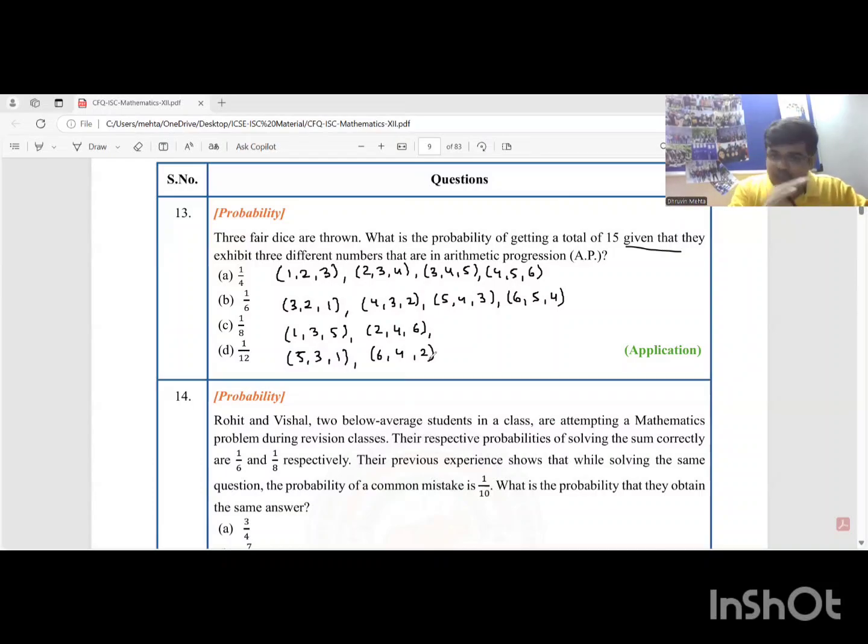Now here students, total we have 12 outcomes. Out of these 12 outcomes, we want those outcomes where the total is 15. So you have to just select those outcomes where the total is 15. So here, if you look at 4, 5, 6, the total is 15. 6, 5, 4, the total is 15. Do we have any other triplet where the total is 15? Well, not really. So it's 2 by 12. So 1 by 6 is the answer. Next, we'll move to question 14.